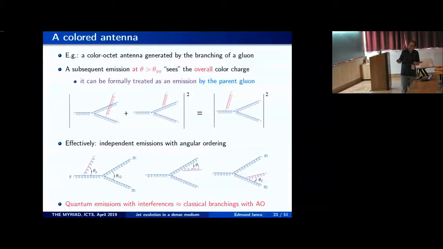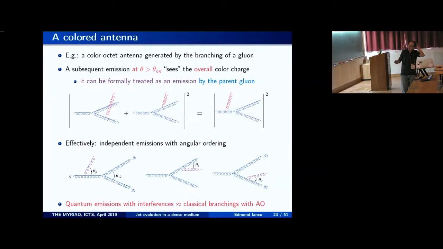And now let's look at emission at large angles from either this gluon 1 or the gluon 2, large enough to overlap with both gluons. Then these large angle emissions see the overall color charge of the antenna, which by color charge conservation is the same as the color charge of the parent gluon. So effectively, the effect of the interference between these two diagrams is to say that the emission at large angle is the same as if it was emitted by the parent gluon.